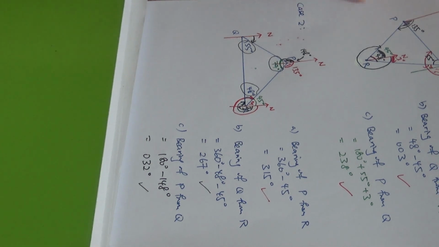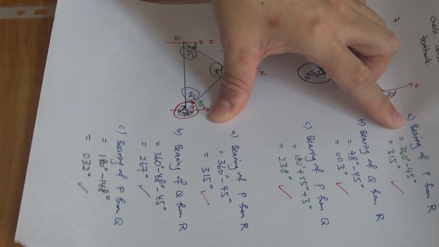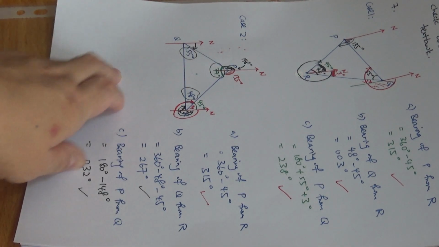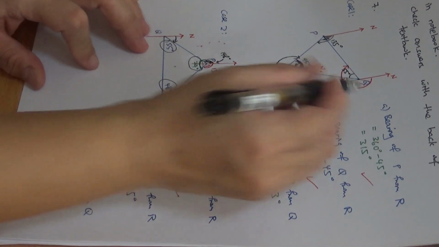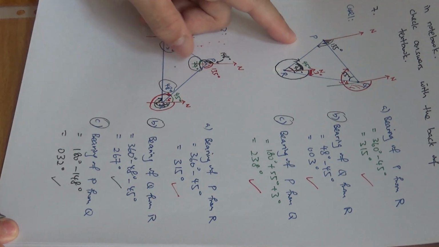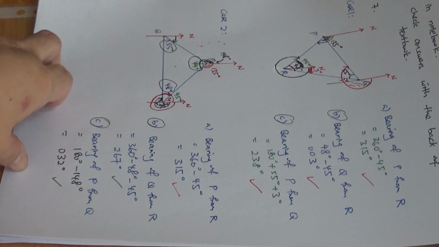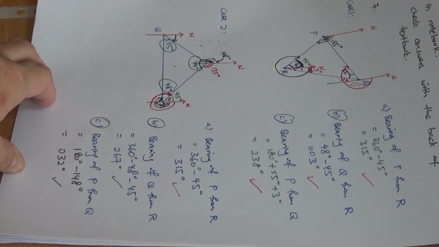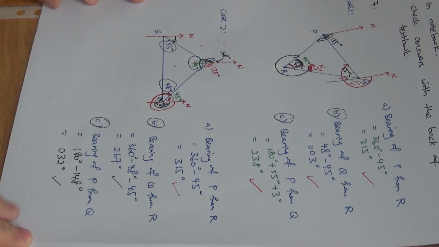Now realize that in both sets of answers, the bearing of P from R is the same, but parts B and C will differ depending on whether you're referring to case 1 or case 2. So that will conclude your section on the simple types of how to read bearings or find bearings from a certain point to another point.